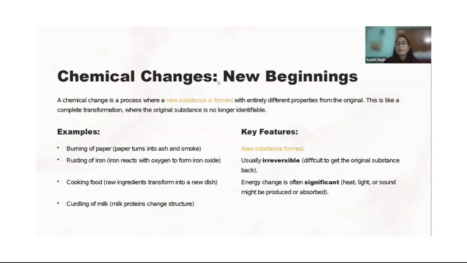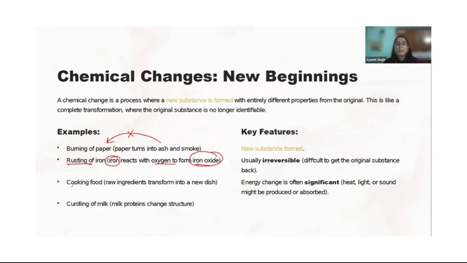Burning of a paper: a paper turns into ash and smoke. It is not going back to becoming a paper again. So this is a chemical change. Rusting of iron: iron reacts with oxygen to form iron oxide. This is also a chemical change because iron became something new. Oxygen has been attached to it and it became something new.